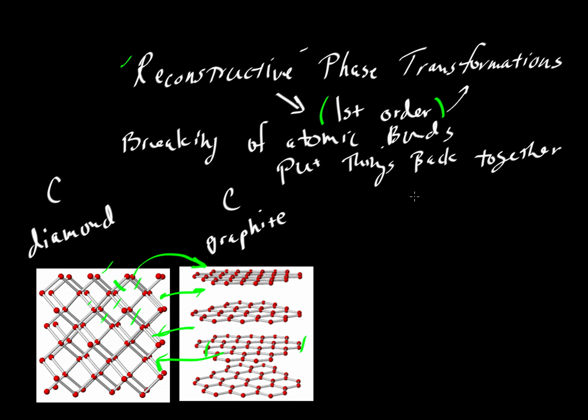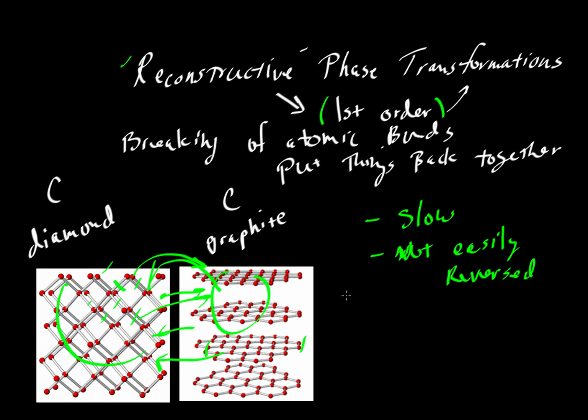These kinds of phase transitions have certain properties. They tend to be slow. They're not easily accomplished. It's not easy to get from one structure into another, and they are not easily reversed. So that's supposed to be an N for not easily reversed. Once you make diamond from graphite, it's not so easy to go back and make the stuff you started with. Once you make it, it's not going to snap back into the other structure.